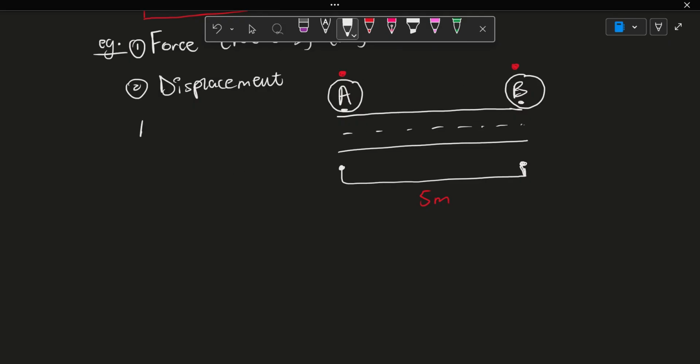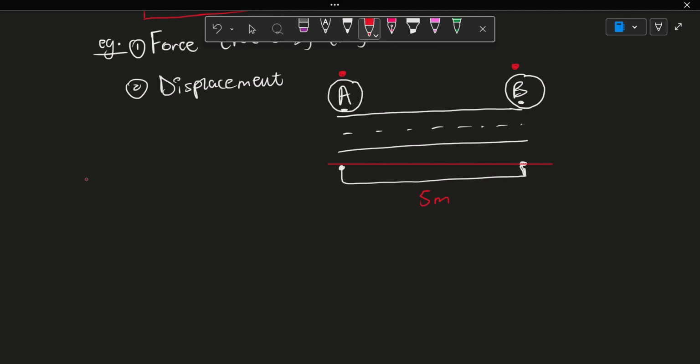But if I had to determine what we call change in displacement, then that would be B minus A. But that's not what we're looking at right now. Okay, so I just wanted to clear the confusion between distance and displacement. Now remember, distance is the entire path that you've traveled. But displacement is the difference between the start and the finish.